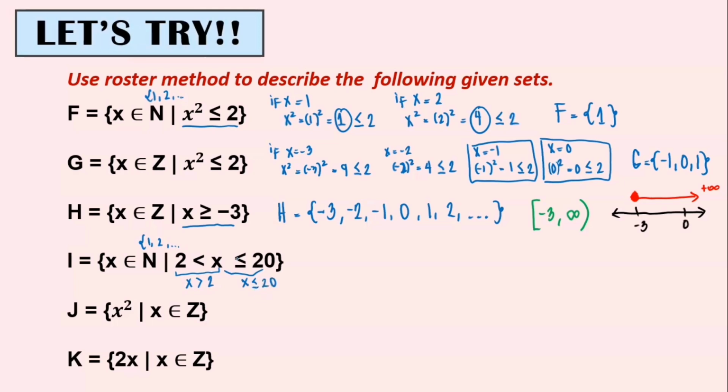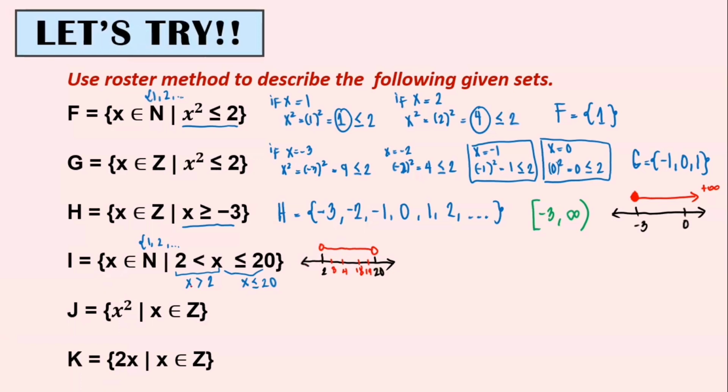Ibig sabihin, kung i-graph mo yan sa ating number line, this is your 2, and let's say this is your 20. Greater than, so mas mataas kay 2. Yung 3, and then yung 4, di ba? Kapag less than or equal, mga mabababa daw kay 20. Therefore, papunta siya dito, yung isa naman ay papunta dyan. Ibig sabihin, nagkakasalubong sila. So, ito yung graph niya.